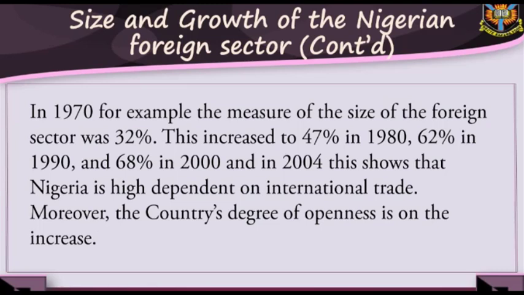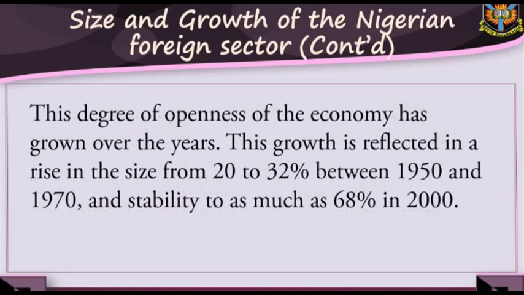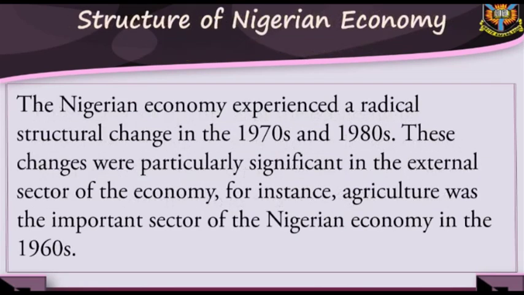Moreover, the country's degree of openness is on the increase. This degree of openness of the economy, although not as large as some African countries, has grown over the years. This growth is reflected in a rise in the size from 20 to 32% between 1950 and 1970 and stability to as much as 68% in 2000. As a result of the tremendous importance of oil in the country's exports, Nigeria is now one of Africa's most trade-dependent economies.